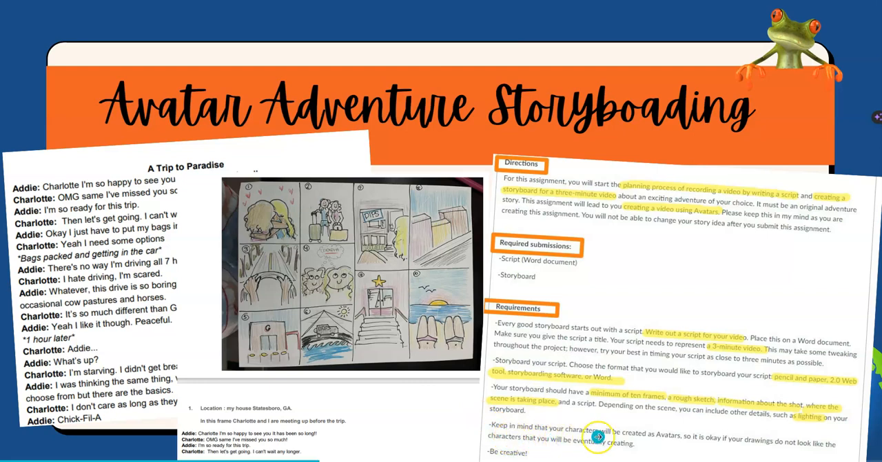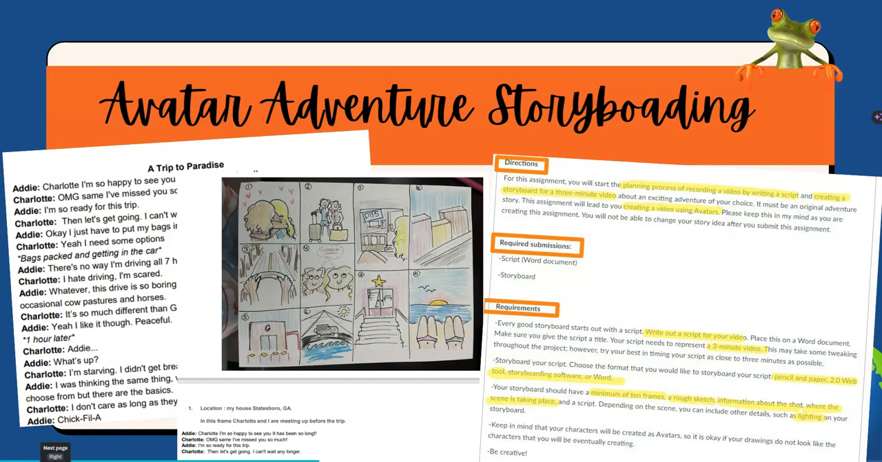Keep in mind that your characters will be created as avatars, so it's okay if your drawing does not look like the characters that you will be eventually creating. So remember, this is a draft. Again, turning in your Word document and your storyboard, make sure you have a description under each frame, and remember how many frames you have to have, 10, and also provide information about each shot.